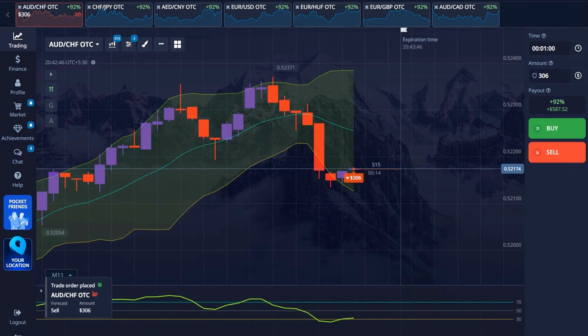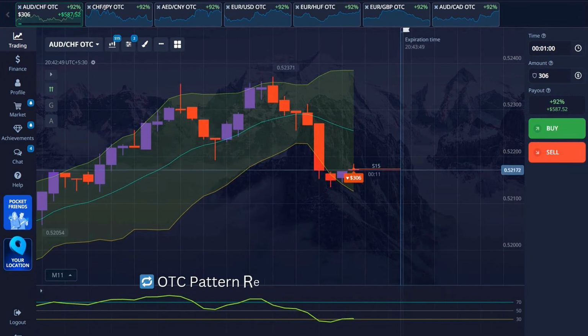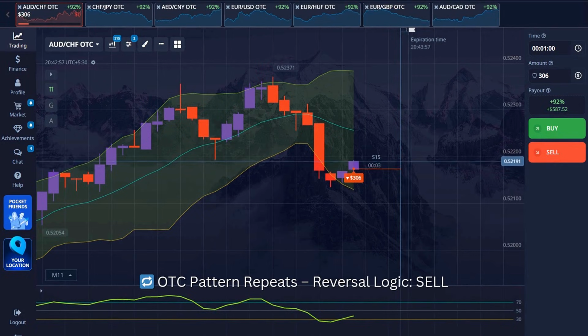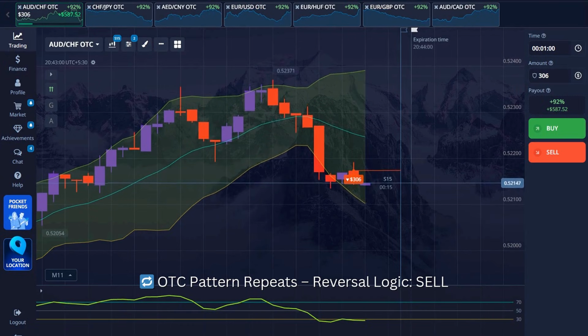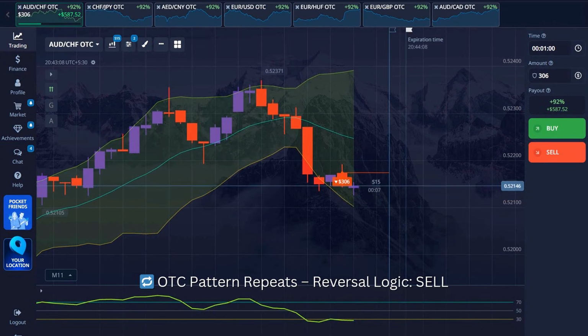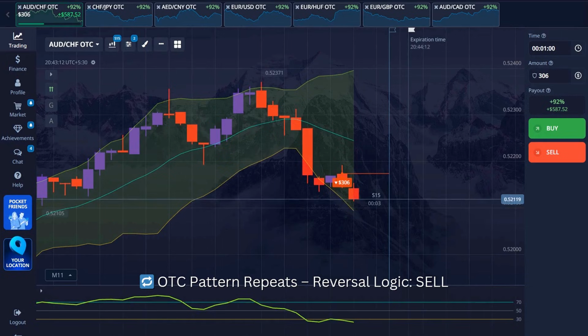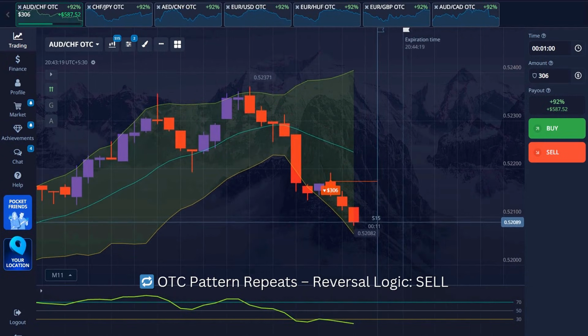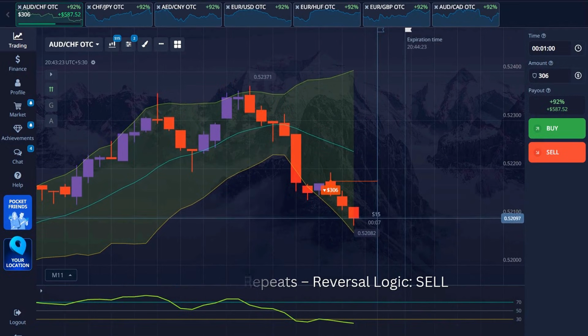Here's another sell trade setup. And yes, the chart pattern is very similar to the previous one. A bearish candle touched the lower Bollinger Band. RSI was below 30, showing an oversold condition. Then a bullish confirmation candle appeared. This is where most would expect a buy, but we followed the OTC reversal logic, so I placed a sell trade instead.